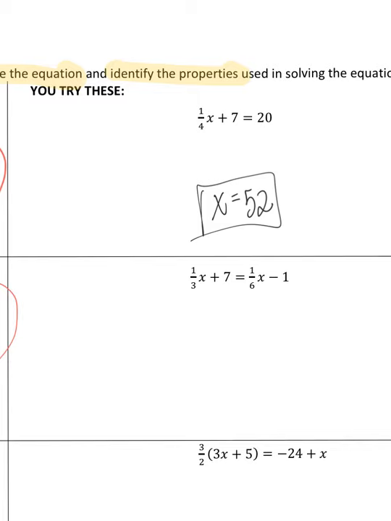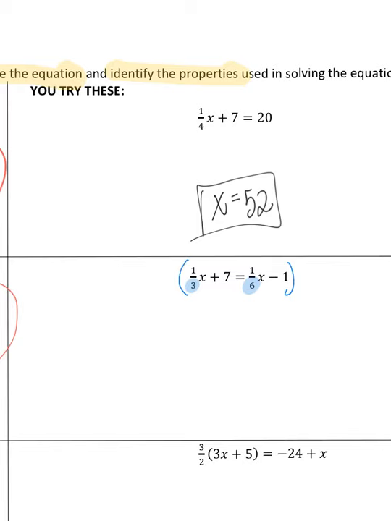Now, if you're trying this one out and you're a little overwhelmed because of the fractions, my suggestion to you is to look at these denominators and try to clear them out. What I mean by clear them out is find something that you can multiply both sides of your equation by. In your head, think about 3 and 6, the smallest number that both fit into. That number is 6.